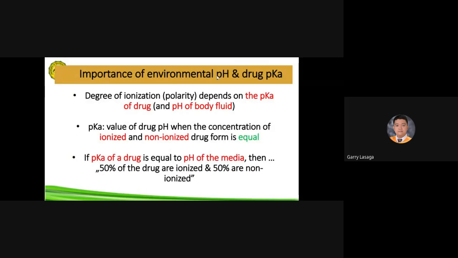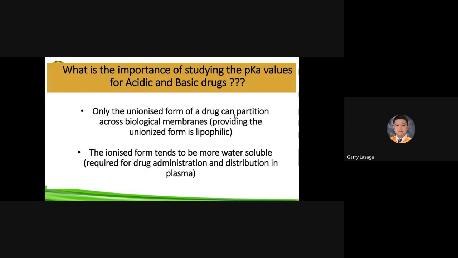So these are the importance of the environmental pH and the drug pKa. The degree of ionization or polarity will depend on the pKa value of the drug and the pH of the body fluid. Again, the pKa is a characteristic or property of our drug, and it is considered to be constant. If the pKa of a drug is equal to the pH of the media, then 50% of the drug is in the ionized form and 50% is in the unionized form. Only the unionized form of the drug can partition across a biological membrane, providing the unionized form is lipophilic. The ionized form will tend to be more water soluble. This is required for drug administration and distribution in plasma.